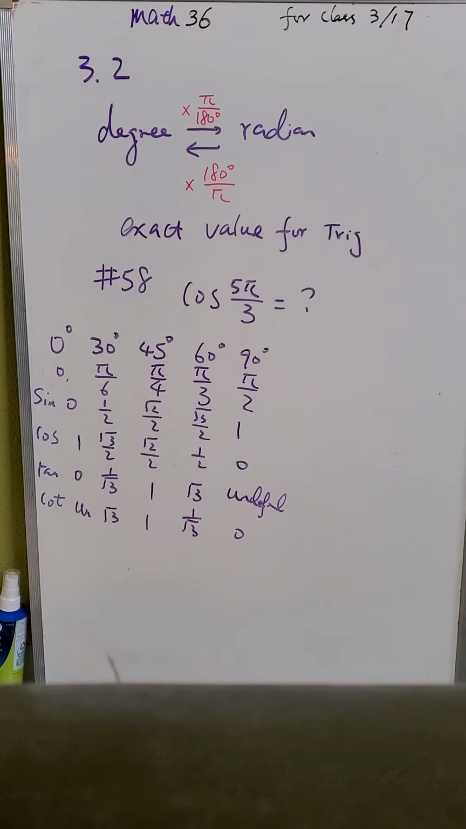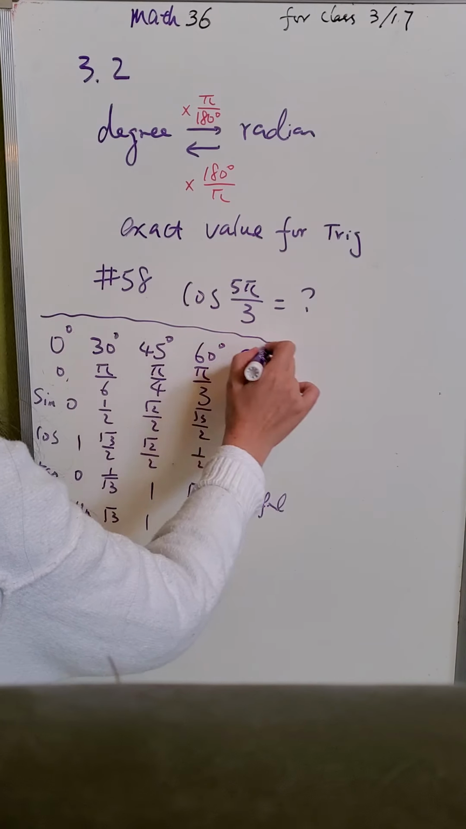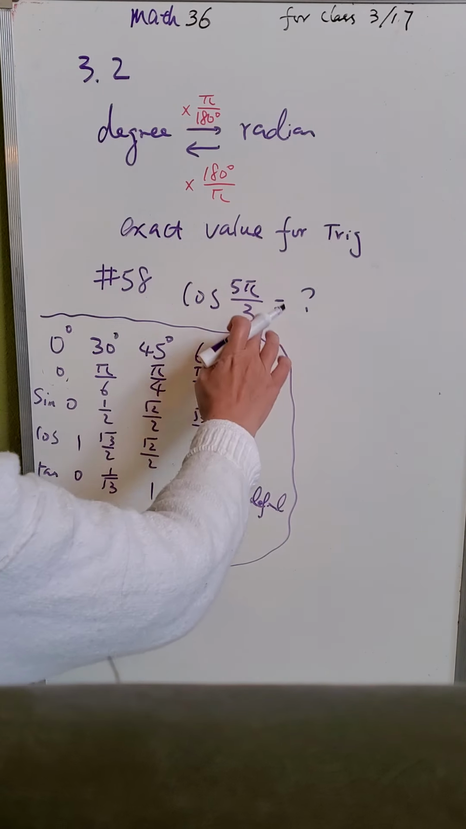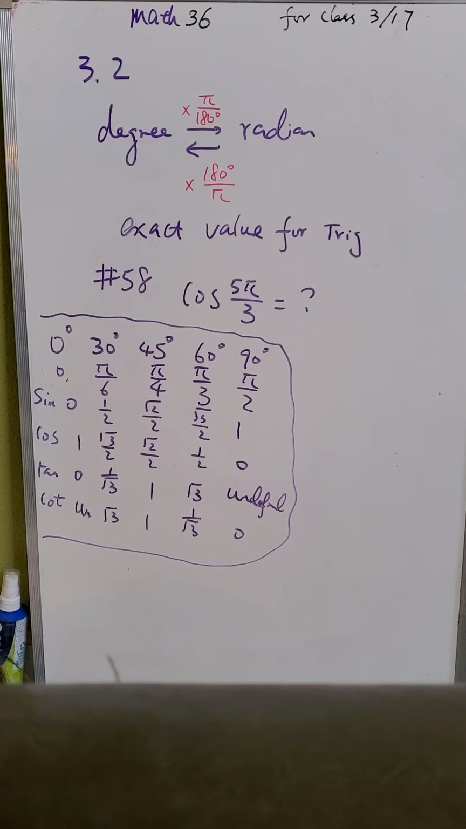That's what I gave out last time, and we're going to use it. So now cosine of 5 pi over 3, what is this?